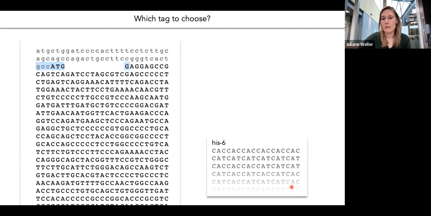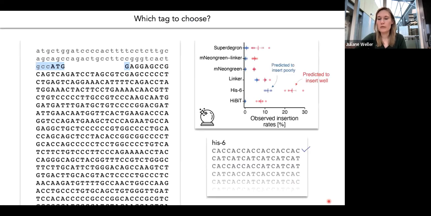Now getting back to the example from the beginning of the HIS6 tag. We used more of them, measured more protein tags, and used the tool to predict them. And we can see that the sequences that we predicted to insert poorly indeed insert at a lower rate than the ones that were predicted to insert well, that you can see here in red.